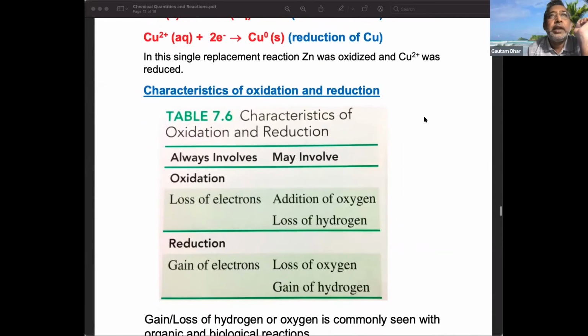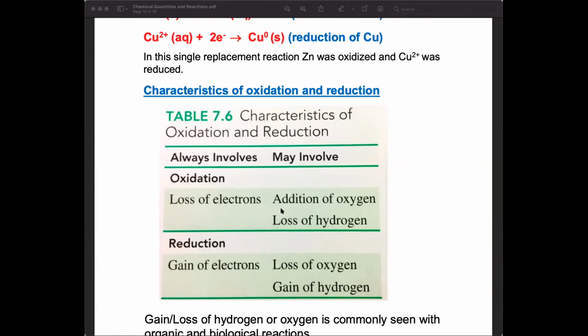So the characteristic of oxidation reduction is that it always involves loss of electrons. And when there is a loss of electrons, oftentimes there's an addition of oxygen or loss of hydrogen, and gain of electrons is accompanied by loss of oxygen, gain of hydrogen. Now, this definition is helpful in biochemistry.